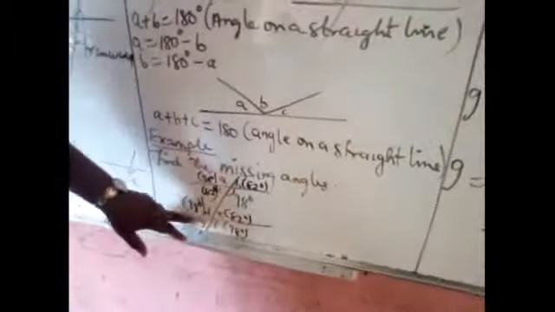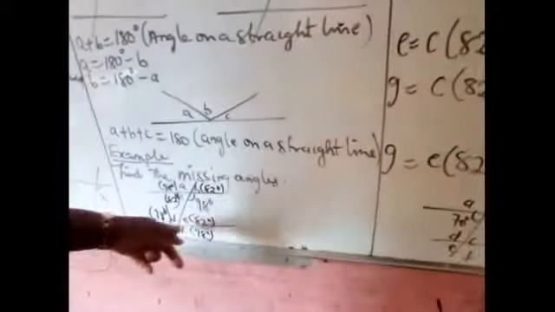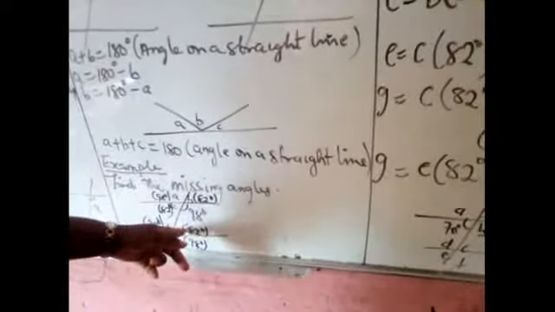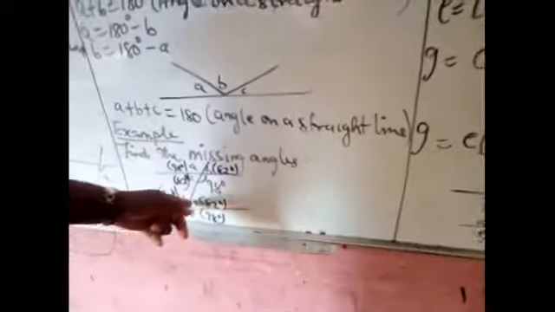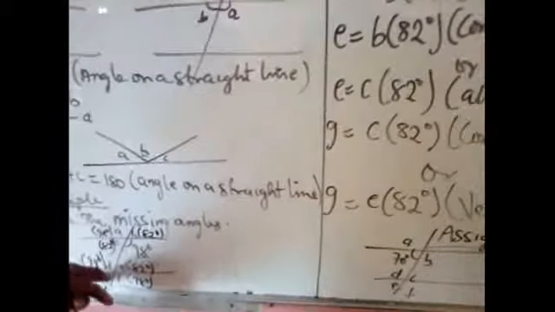Looking at G, there are so many ways to find G. G is corresponding to C. We say G is equal to C, which is 82 degrees, reason: they are corresponding. They lie on the same position, under here, and this one under the second line. Or G and E. G is vertically opposite to E. We say G equals E, in brackets 82 degrees, vertically opposite. You can even say G and F are angles on a straight line, where you take away and get 82.